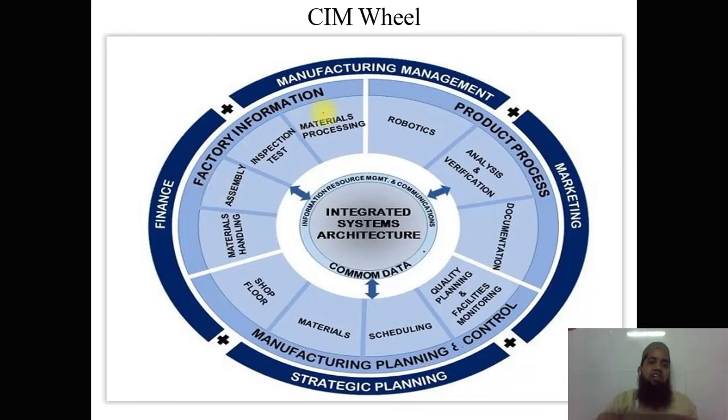For example, factory information. In the factory information, there are material handling, assembly, inspection, test, material processing required, production process, robotics, analysis and verification, documentation, quality planning, and facility monitoring. In manufacturing control we have scheduling, materials, and shop floor control also. And all of this is placed in a single place, called the SIM, integrated system architecture. So this is like a SIM wheel.